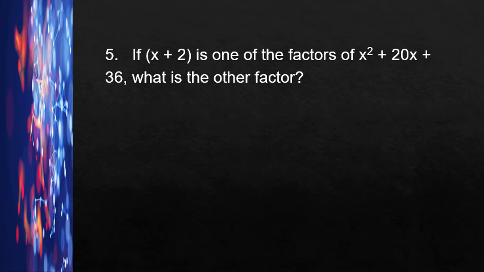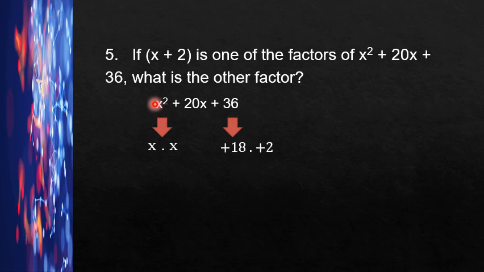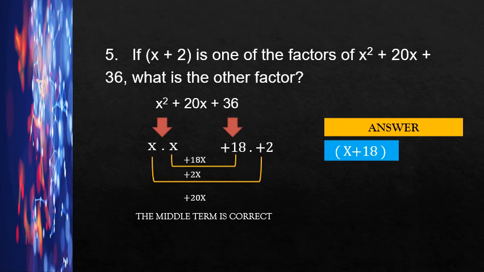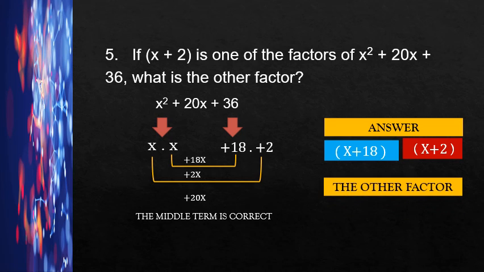Number 5. If the quantity x plus 2 is one of the factors of x squared plus 20x plus 36, what is the other factor? So as you can see, one factor is given. So you're going to find the other factor. Factor for x, where we have x times x, 36 is 18 and 2. Check it out. The a is equal to 1. So there's no problem with factoring. Even if you change it here and here, the same answer. Check the middle term. Okay, the middle term is correct. The answer is x plus 18 and x plus 2. So the other factor is x plus 18.